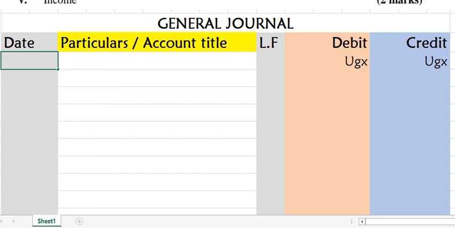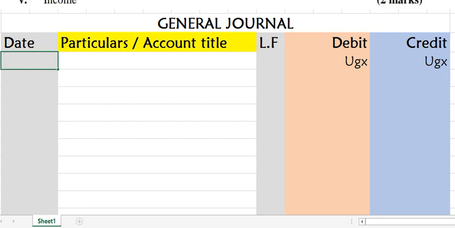Then we have the ledger folio column, which is used for reference purposes. Then we have the debit column. That column records the amounts that are to be entered on the debit side of the T account. Then the credit column records the amount entered on the credit side of the T account. Sometimes when you're preparing a journal, you may have to give a brief explanation of the transaction.